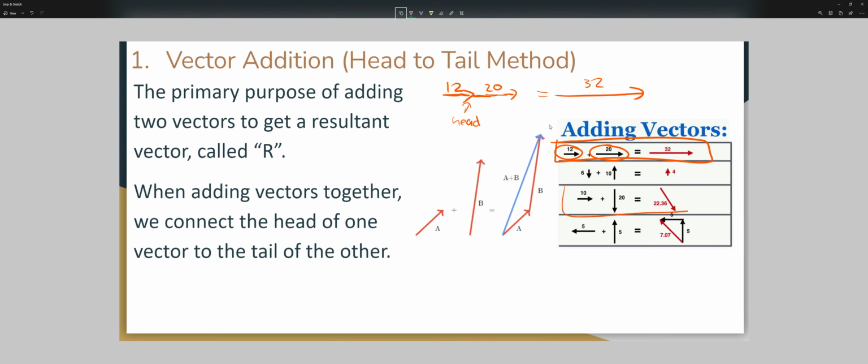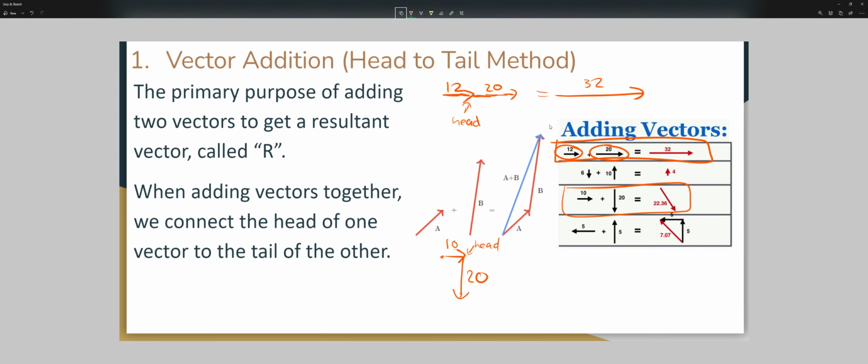Let's move on to the third row. What happens when we have two vectors at right angles to one another? Let's say we have a vector of 10 there, and now you have a vector downward of 20. How do we add these two vectors? What is my sum here? Well, clearly we added the tail of the 20 vector to the head of the 10 vector. But now what?